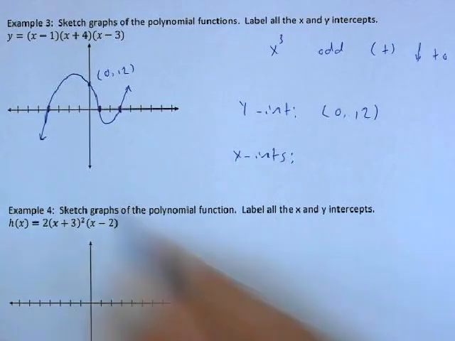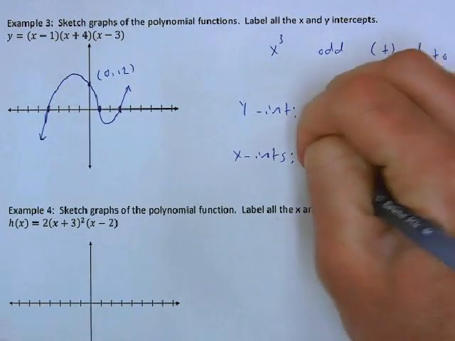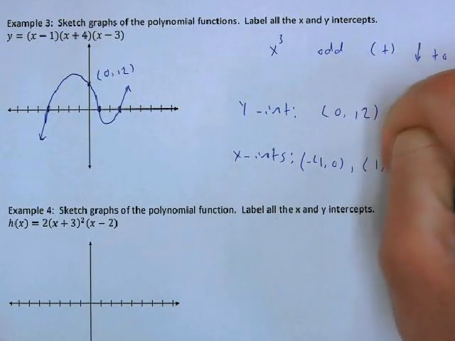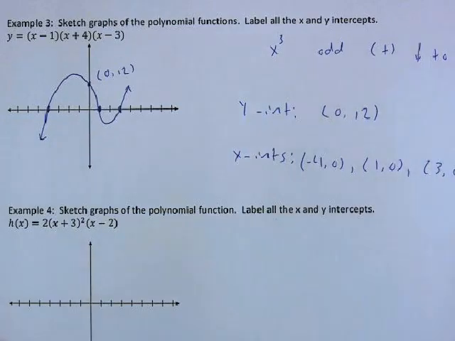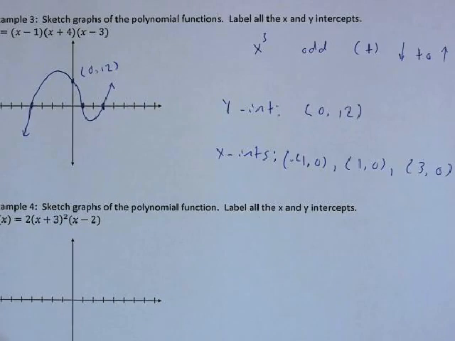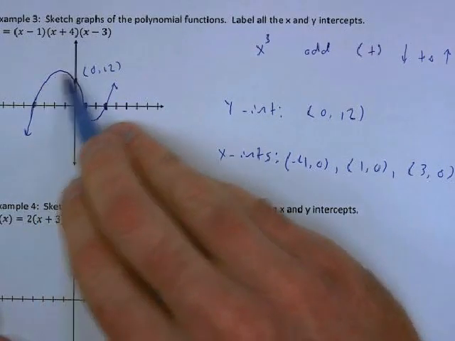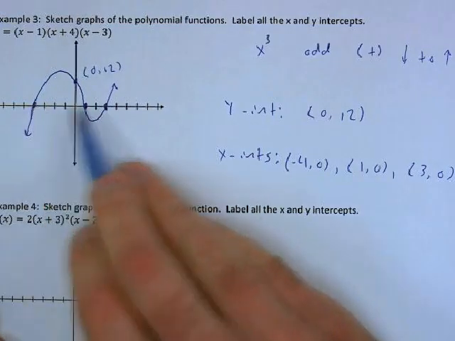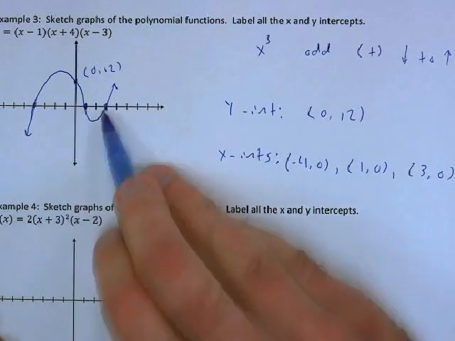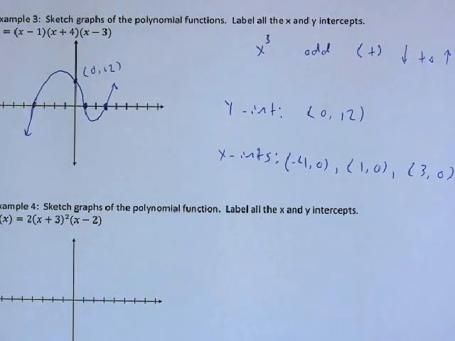And then what are my x-intercepts? Okay, let's see. We had one at negative 4, 0, 1, 0, and 3, 0. Okay, and then that's a good enough sketch of our graph. Again, it might not go this high. It might go higher. I don't know exactly what this curve looks like, but I know it's going to go through these 3 points. I know my end behavior is low to high, and I should have a y-intercept at 0, 12. So this is close enough.